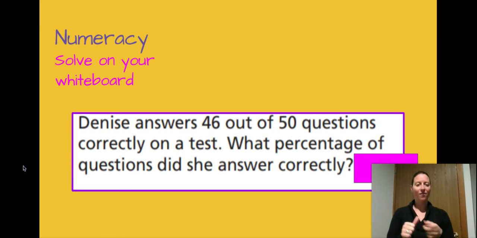Our first numeracy problem for today is: Denise answered 46 out of 50 questions correctly on a test. What percent of questions did she answer correctly? So you've got to figure out how to set that up and solve it.